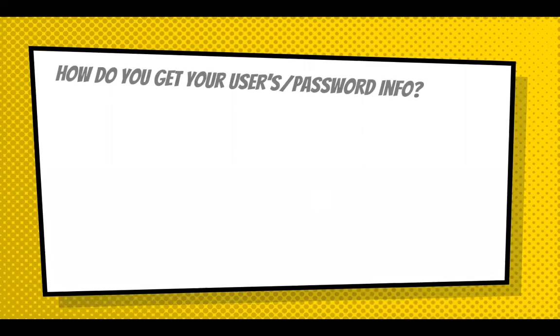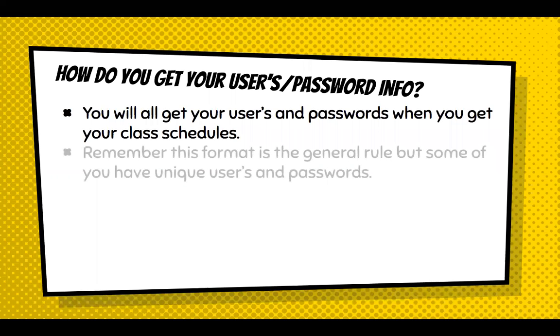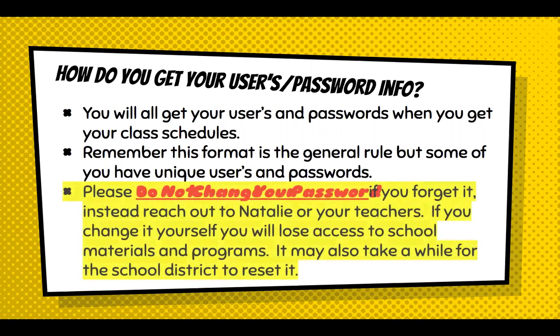All right. So how do we get the username and password information? Well, after Warrior Week, you will get your username and password as you also get your schedule. So towards the end of Warrior Week, or if you're enrolling in the middle of the trimester, basically immediately after you turn in all the paperwork and you get a schedule, you will also receive your username and password.